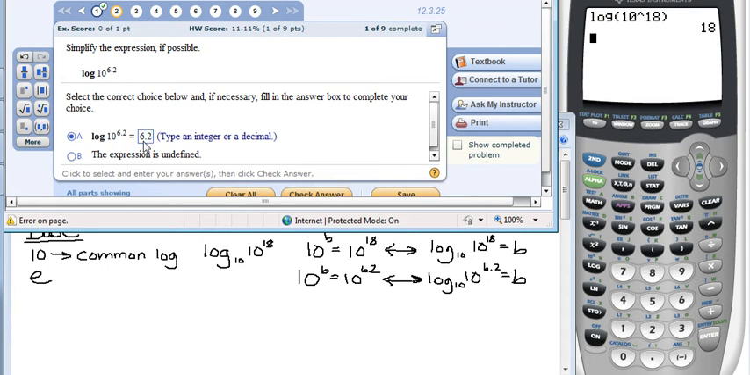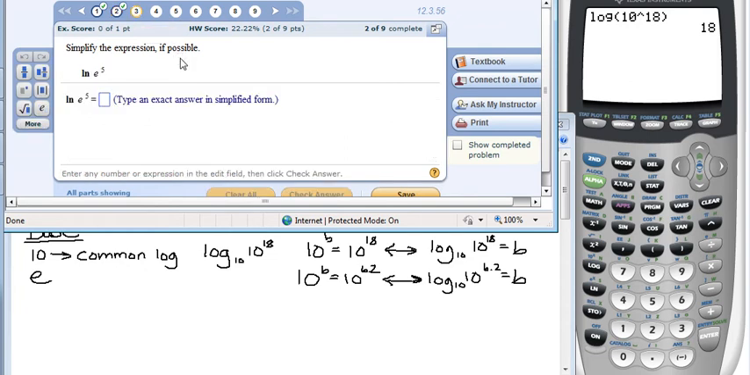And logarithms are used in all kinds of stuff. One of the more common ones would be the Richter scale. pH balances in acidity levels, stuff like that, that's all logarithmic. The decibel scale for hearing is logarithmic. We're not going to get into any of those applications though. So that was our common log.